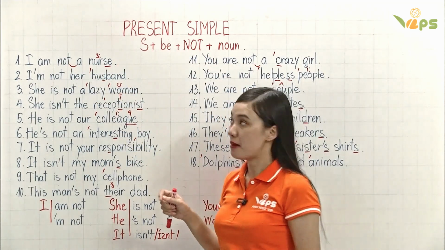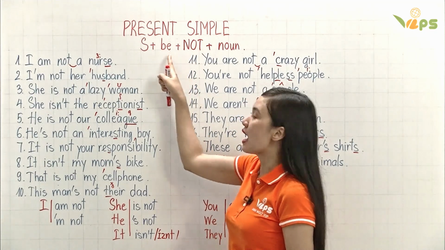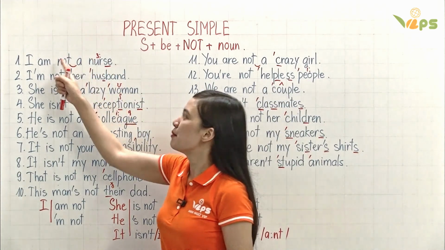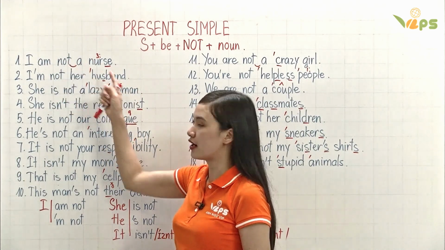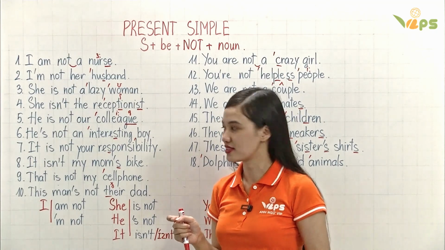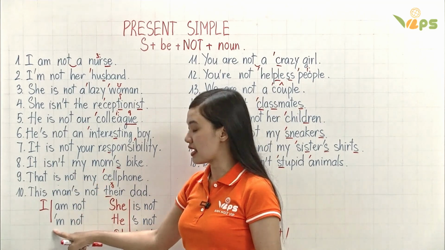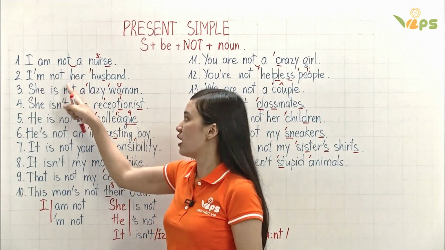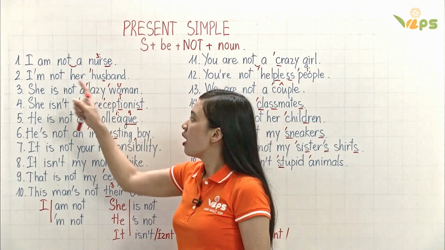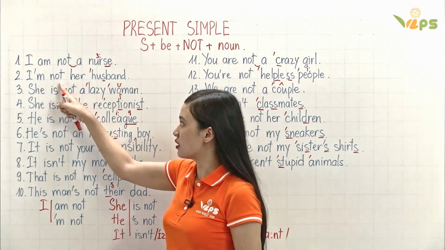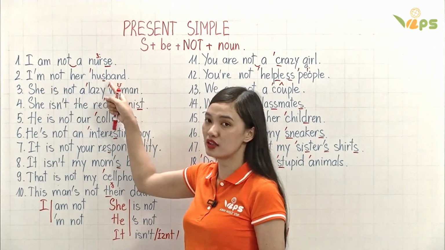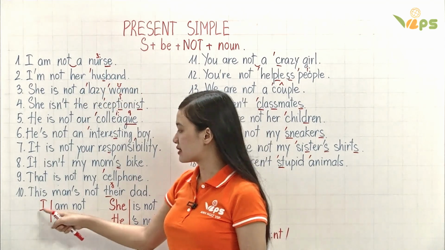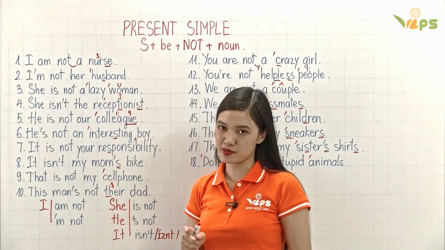Now, so remember, not is after be and before noun. I am not a nurse. Not a nurse. I am not a nurse. I am not, or you can say I'm not a nurse. Number two, I'm not her husband. I'm not her husband. Don't say hurt, okay? Husband. I'm not her husband. Or I can say, I am not her husband.